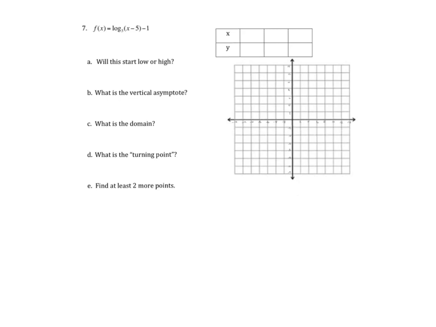We have a positive 1 out in front, so it's going to finish up high. It's going to start down low. Start down low and finish up high. With that in mind, the vertical asymptote, once again, looking at just the x minus 5, the x minus 5 has to be greater than 0 for our domain. We find out that x equals 5 is our vertical asymptote.